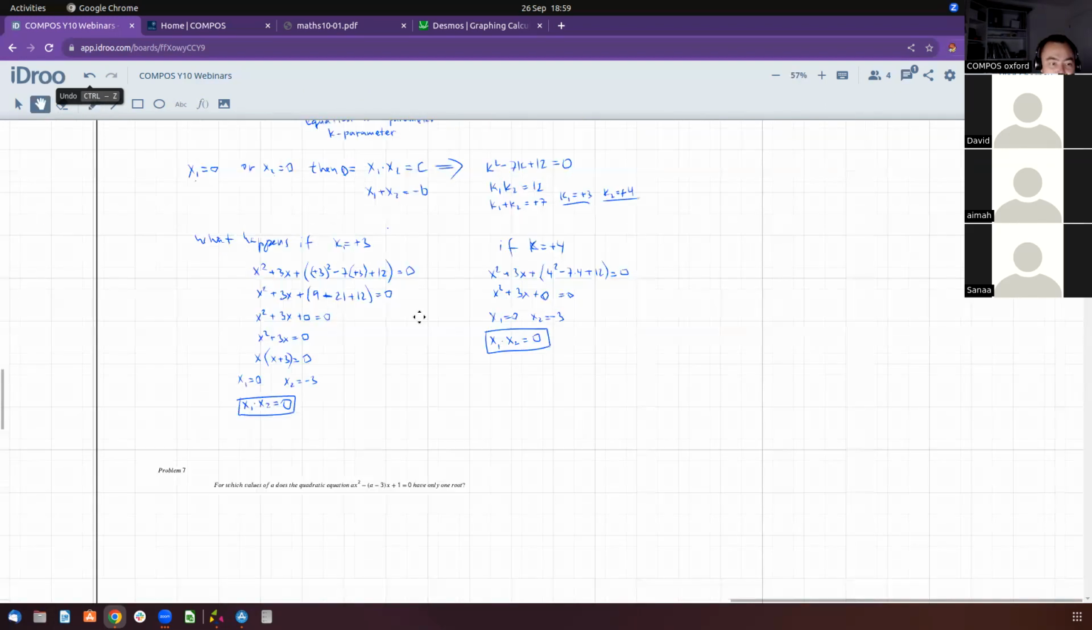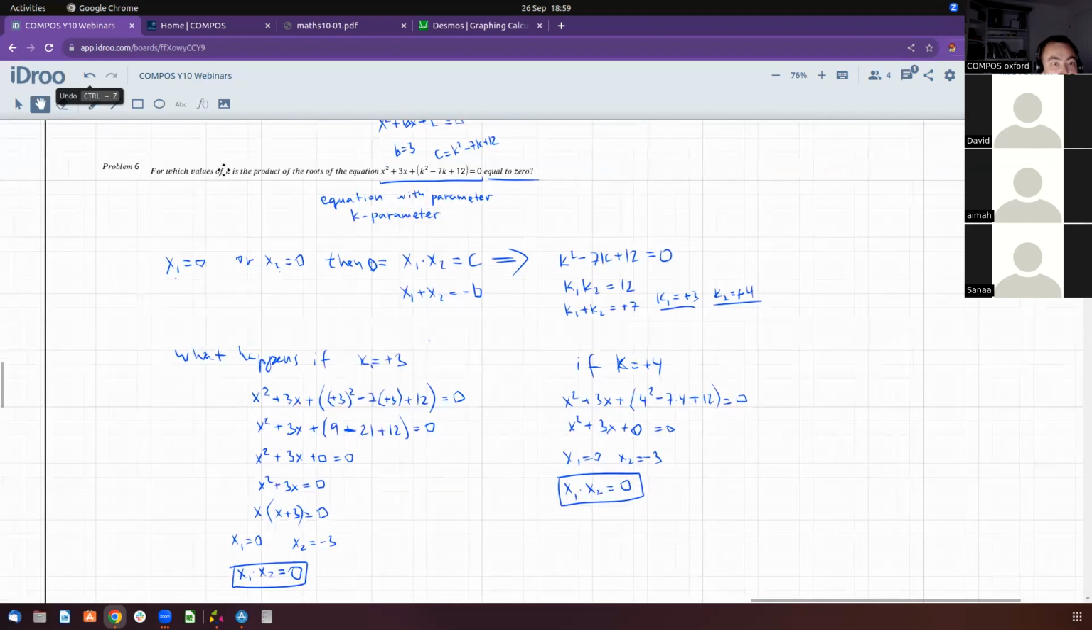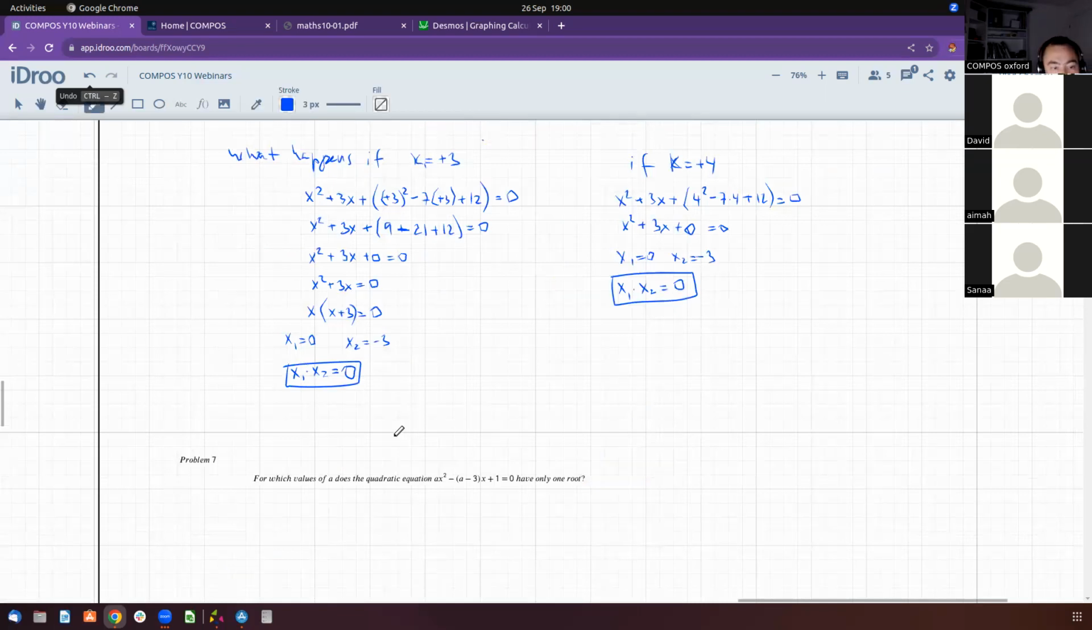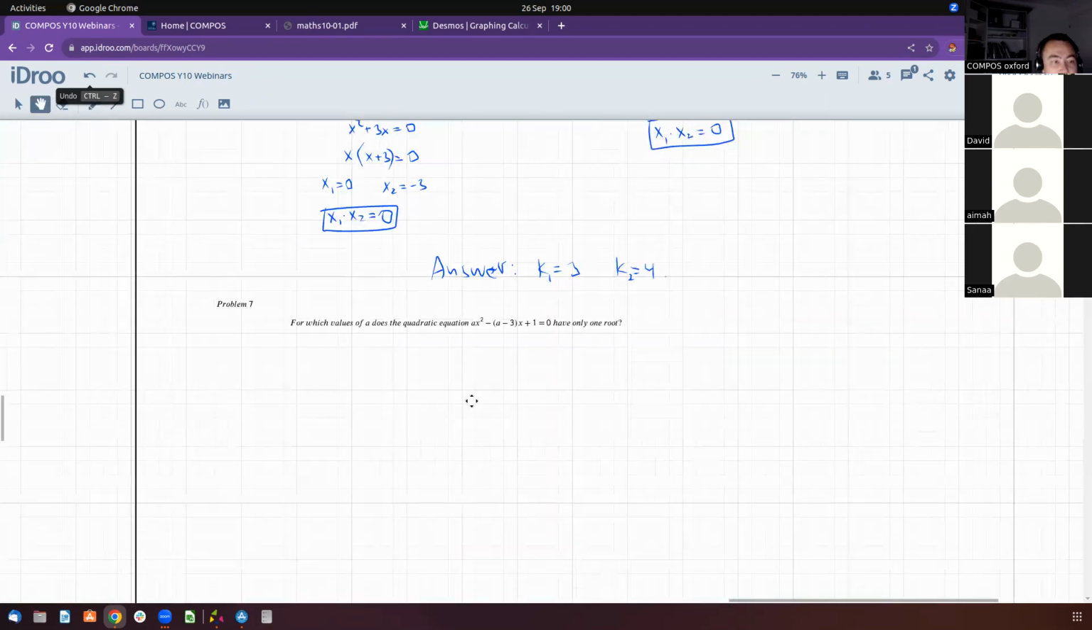So I just want you to appreciate, if you haven't seen questions like this, what happens. We need to find k for which this equation has the product of roots equal to 0, and there are two solutions. So the answer would be, ooh, Ben, you figured it out. Yes, answer: k is equal to 3, and k is equal to 4. Yes, Ben, you're correct.